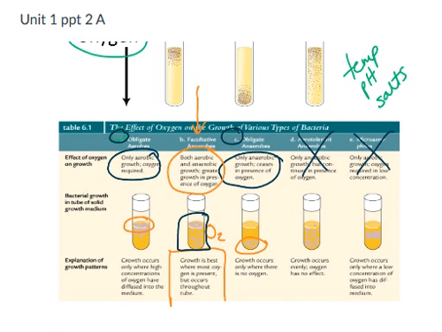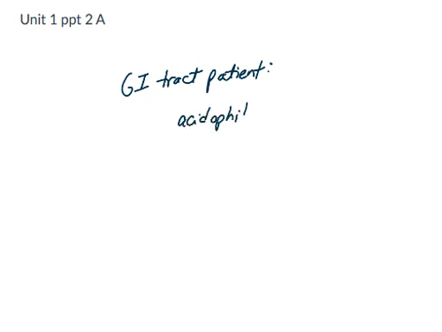So the last point I'd like to make to tie together all of these requirements: if you have an organism that is isolated from the GI tract of a patient, name three terms that can relate to it. Well, we know the GI tract is acidic, so you know that's an acidophile. We know that humans have 37 degrees Celsius as their body temperature, which tells us that they are mesophiles.